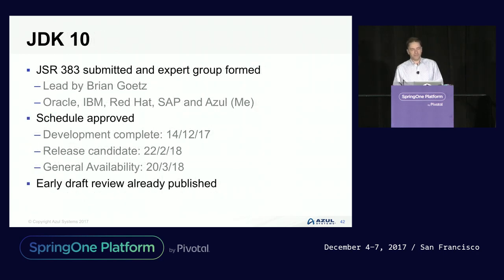What's JDK 10 going to have in it? Well, right now there is a JSR for JDK 10 that was submitted. The expert group has been formed with the usual suspects. So there's Oracle, IBM, Red Hat, SAP, and Azul. Me, in fact. And I have a JSR call tomorrow morning at 6 a.m. to look forward to, to talk about what's going in JDK 10.